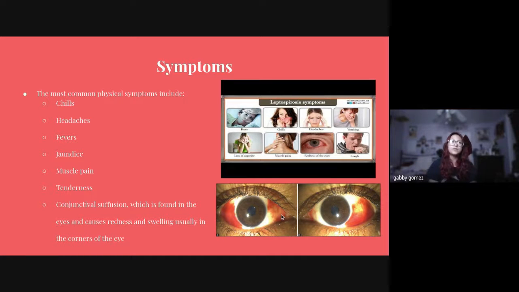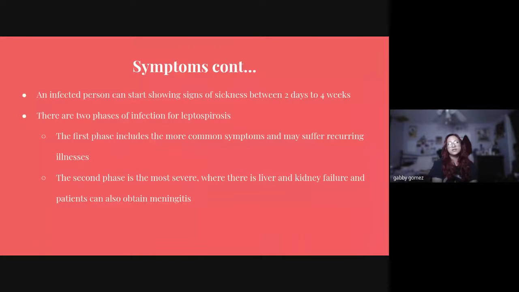An infected person can start showing signs and sickness between 2 days to 4 weeks. There are two phases of the infection. The first phase includes the more common symptoms, and patients may suffer recurring illnesses. The second phase is the most severe, where it affects the liver and kidneys, and patients can also obtain meningitis.